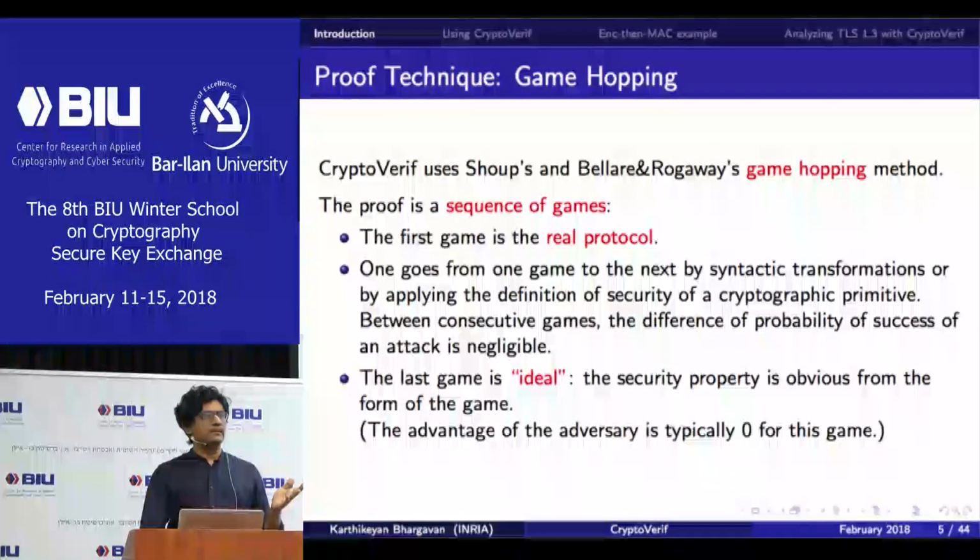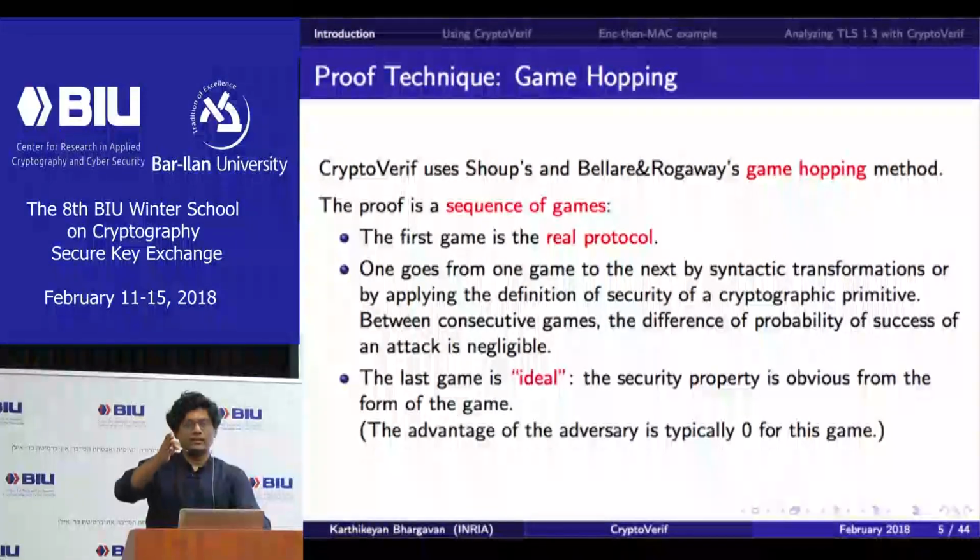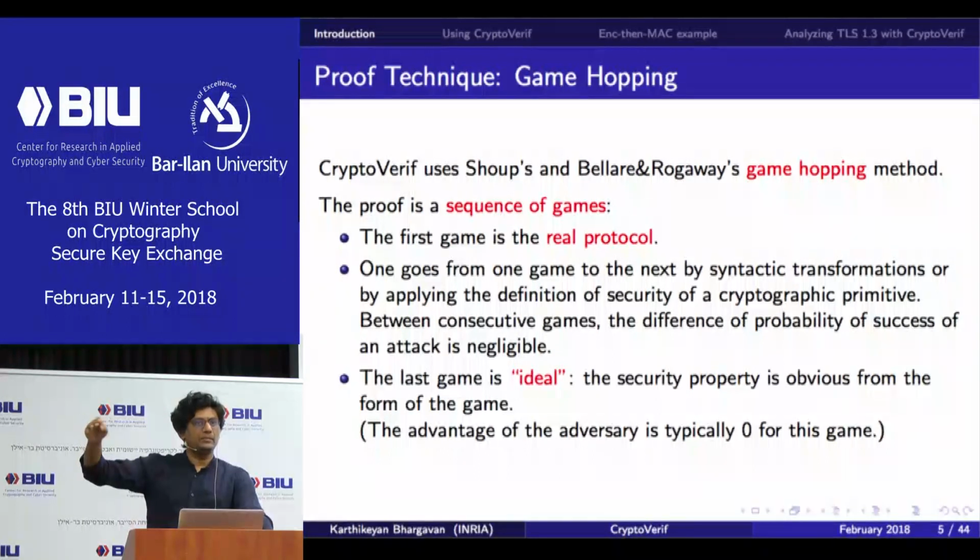And the proof technique is something that many of you will be familiar with. It's using game hopping in the style of Shoup and Bellare-Rogaway. The proof is essentially a sequence of games. The initial game is your protocol, which you're going to specify, much like in ProVerif, using processes. And you go from one game to the other by either applying some sort of syntactic transformation, which does not lose any attacker advantage. It's a purely syntactical transformation, or by applying a cryptographic primitive, which might actually change the attacker's advantage a little bit, but hopefully negligibly. Okay?